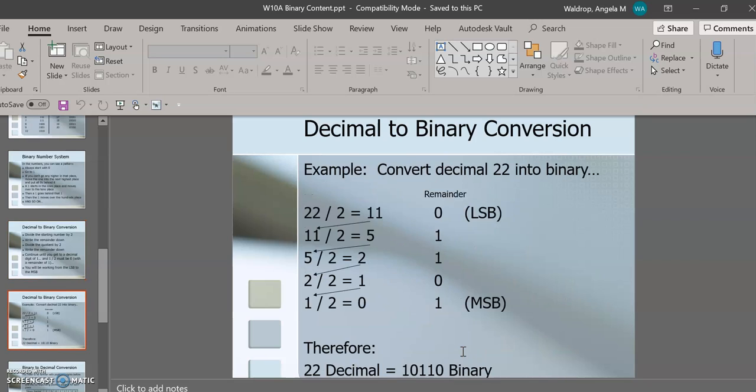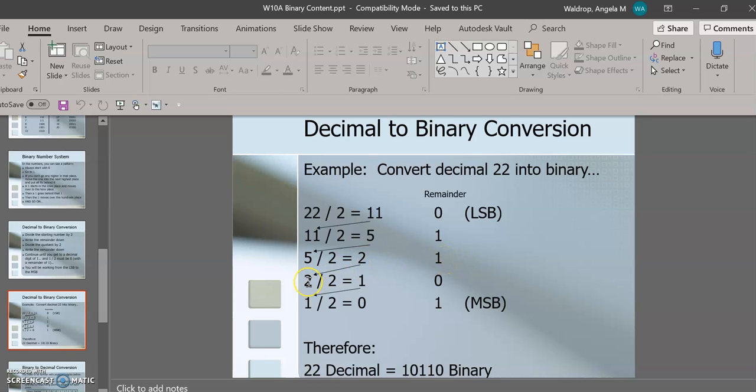So here's an example. We're using 22 as our example. 22 divided by 2 is 11. There's no remainder, so that's 0, and that's the least significant bit. We carry that number down to the next row. 11 divided by 2 is 5, but we have a remainder of 1, so we'll write that here. We'll carry this 5 down to the next row, so you can see that the quotient is carried down to the next row. 5 divided by 2 is 2, with a remainder of 1.